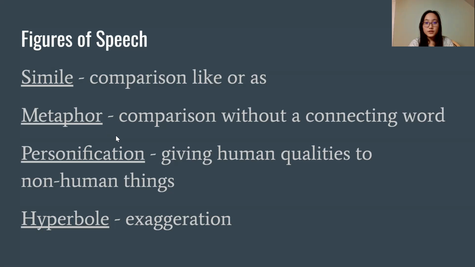A metaphor is different because instead of saying like or as, it just compares the two things without any connecting word. Whereas a simile would say cool as a cucumber, a metaphor would just say cool cucumber, like you are a cool cucumber. Next is personification, which is giving human qualities to non-human things.